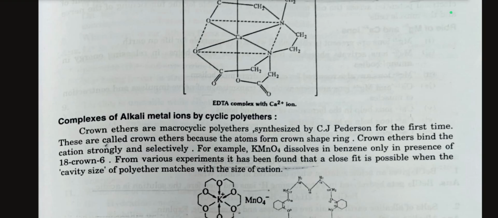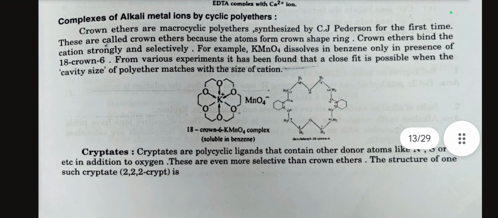These are called crown ethers because the atoms form crown-shaped rings. Crown ethers bind the cation strongly and selectively. For example, KMnO4 dissolves in benzene only in presence of 18 crown 6. From various experiments, it has been found that a close fit is possible when the cavity size of the polyether matches with the size of the cation. Cryptates. Cryptates are polycyclic ligands that contain other donor atoms like nitrogen, sulfur or phosphorus etc. in addition to oxygen.